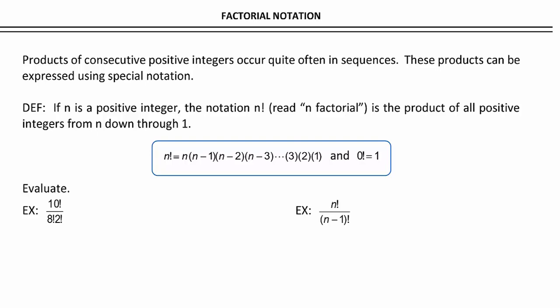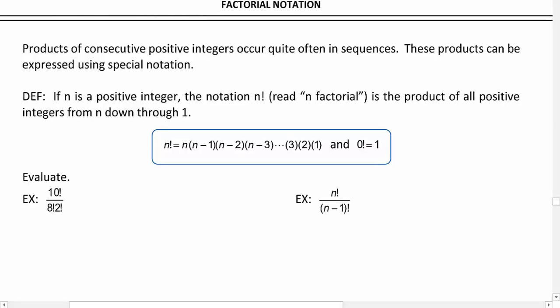In this video, we'll be discussing factorial notation. Products of consecutive positive integers occur quite often in sequences. These products can be expressed using special notation. If n is a positive integer, the notation n with an exclamation point after it, which is read n factorial, so the exclamation point is factorial, is the product of all positive integers from n down through 1.